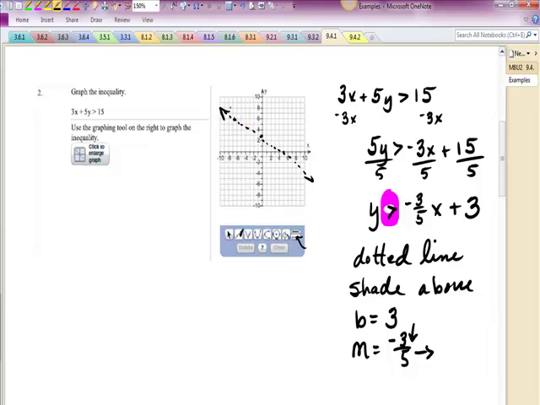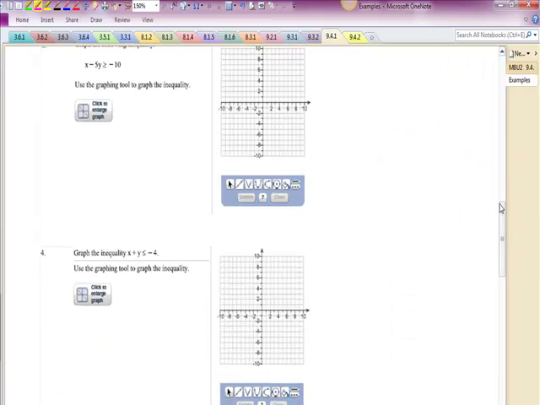And then I will tap on the bucket. I know that I want to shade above, so I will tap on this side. What will happen will be that this side will all become shaded. Every point on this side is a solution, whereas every point on the other side is not a solution. All right, let's look at number 3.